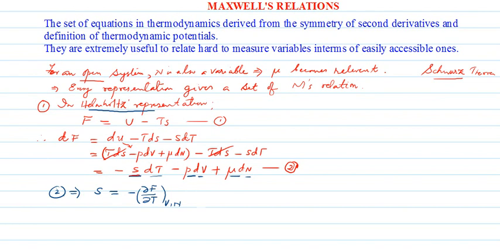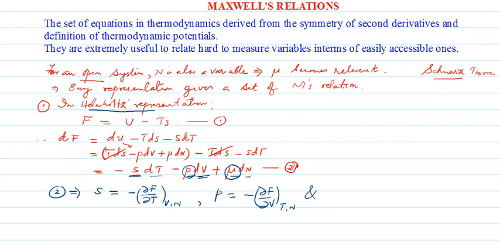What are the other two equations? What will we get for the pressure? In the same manner, pressure P is equal to, there is a negative sign, be careful about it, minus dou F by dou V, and you have to keep temperature and number of particles constant, so T and N are constant. Those two terms will be 0. And I will get one more equation for mu, the third equation.